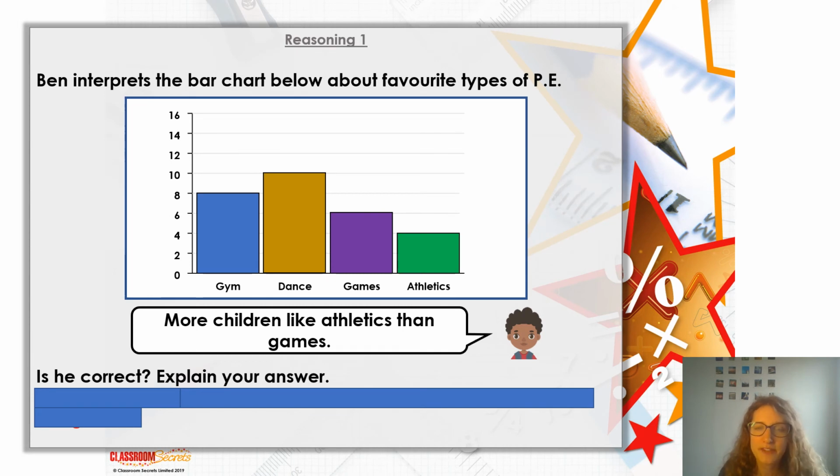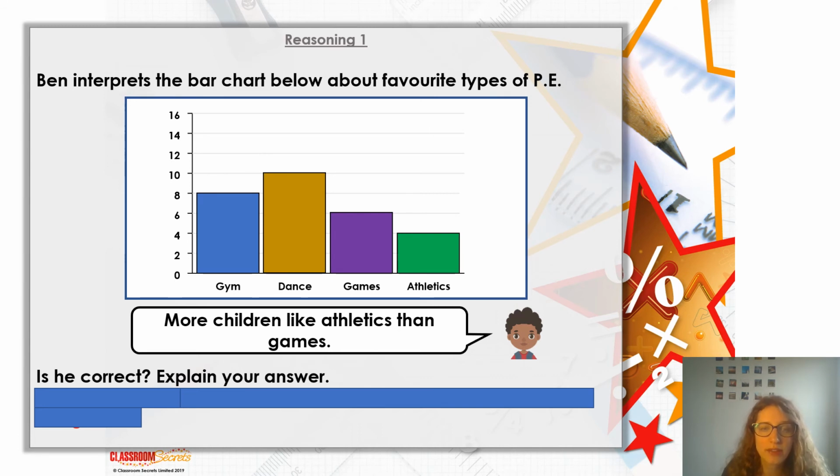Okay, so let's have a go at finding some information from a bar chart. Ben interprets the bar chart below about his favourite types of PE. So we've got gym, dance, games and athletics. He says more children like athletics than games. Is he correct? Can you explain how you know?